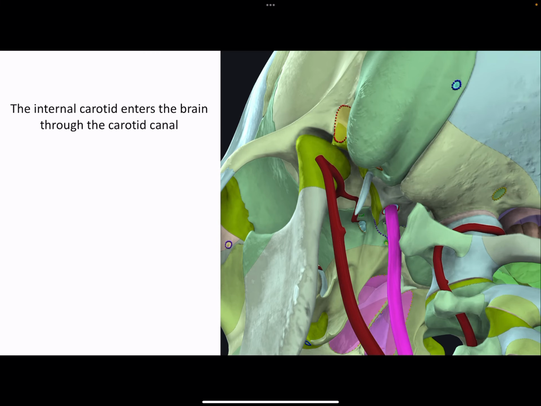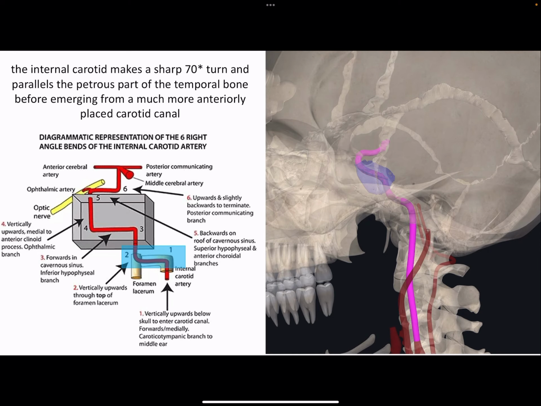Now the internal carotid is going to enter the brain through the carotid canal. But it actually has a really complicated trajectory as it moves up. So it goes through the carotid canal. It's going to make a hard, like 90-degree turn or 70-degree turn or whatever. It's going to start moving medially rather than superiorly.